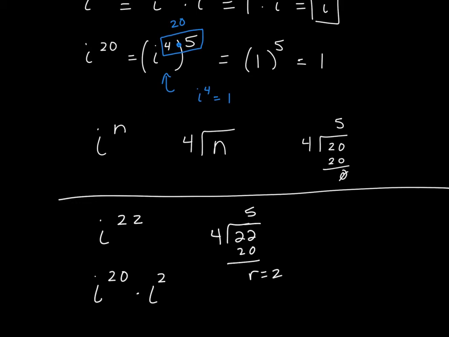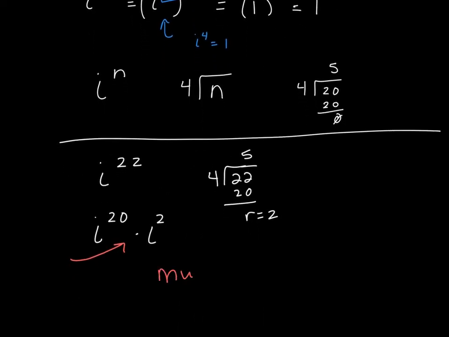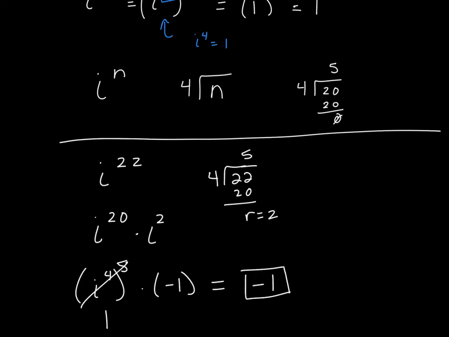And just as a brief review, when we're dealing with exponents, remember when you multiply variables, we add exponents. So that does equal i to the 22. All right? So as we just said, i to the 4th to the 5th power is equal to 1, times i squared, which is negative 1. So all of this will equal negative 1.